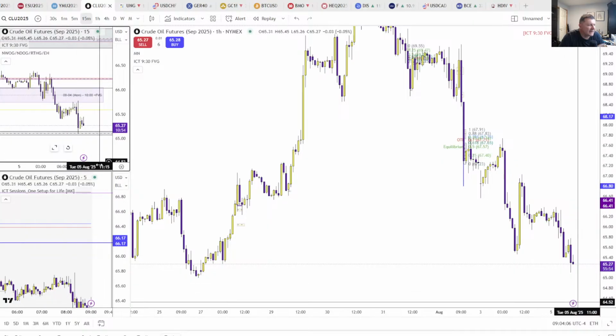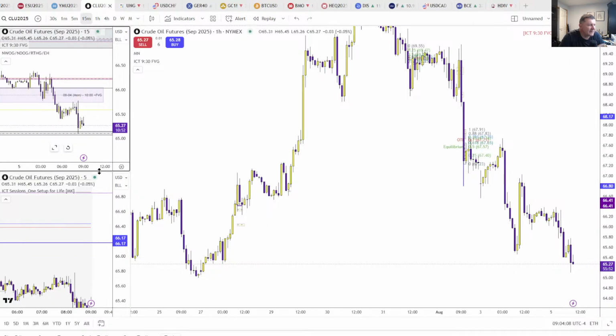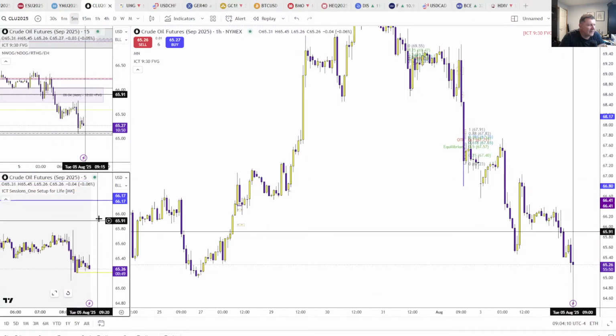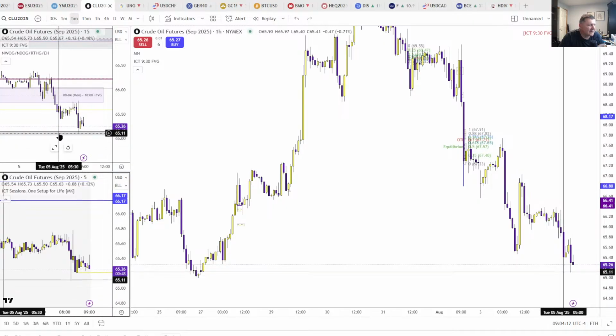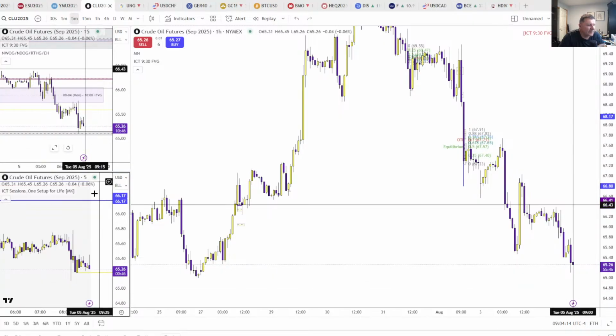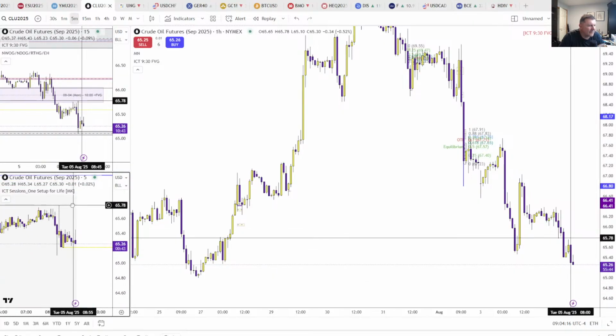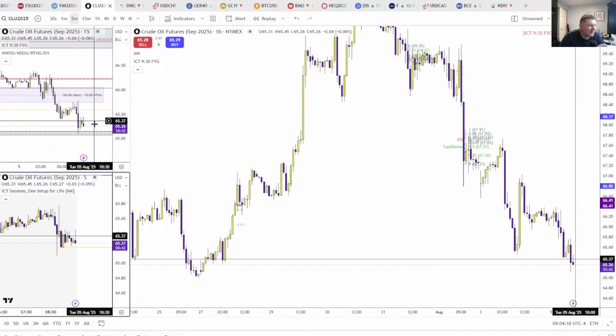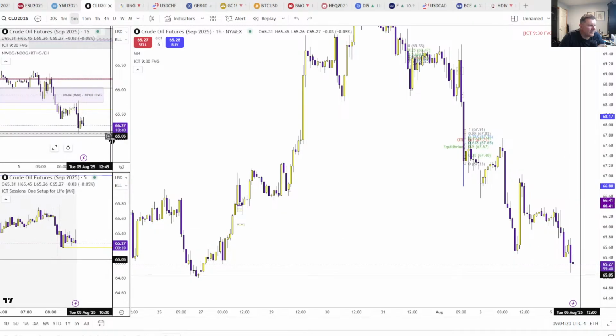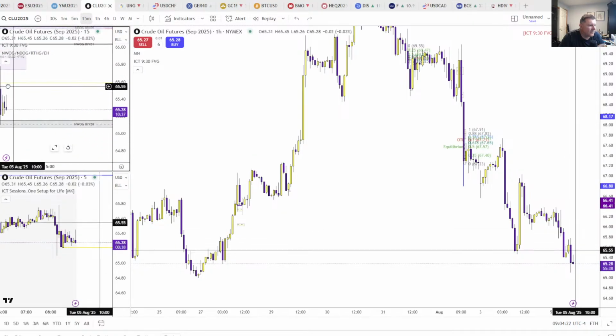Crude oil is hitting my downside objective here on 15-minute. I think that's a daily new day opening gap. New week opening gap.